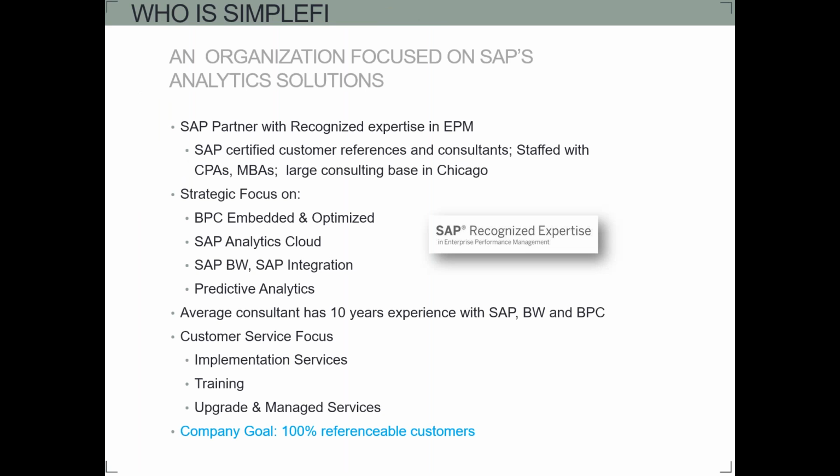Okay, so who is SimpleFi? We're an SAP partner, with recognized expertise in EPM, and we are based out of Chicago. Our office is actually in Oak Park, which is directly west of the city. We are staffed with a large number of CPAs and MBAs, and we have some new people who are learning the product, we're a growing organization. We focus on BPC Embedded and Optimize, SAP Analytics Cloud, the BW and SAP integration that supports that, and we also do predictive analytics.